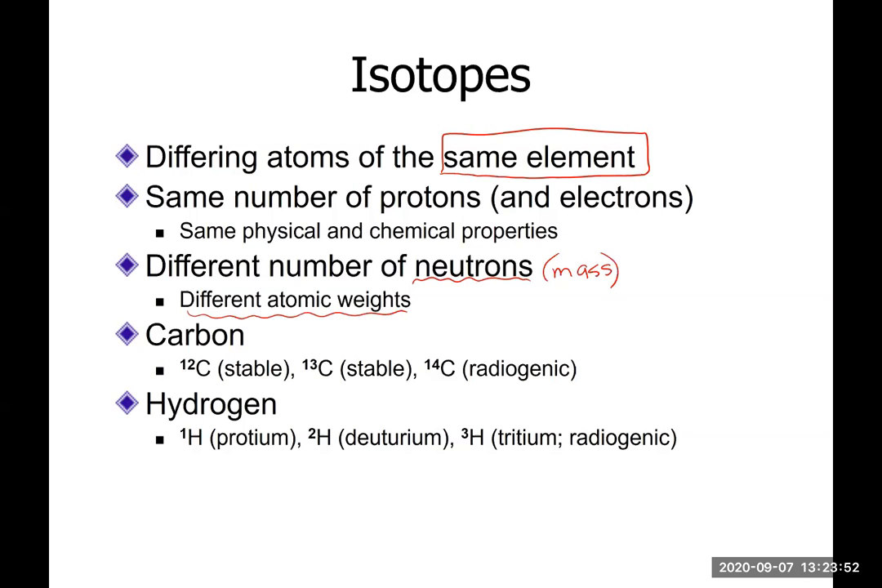Carbon, for example, again has C12, C13, and C14. C12 and C13 are both stable isotopes, but C14 is radioactive, or we could call it radiogenic. Hydrogen, you have protium, that's H1, deuterium, that's H2, and tritium is H3. Protium and deuterium, although deuterium is heavier than protium, they're both stable. But you can see tritium is radioactive, or we call that also radiogenic.